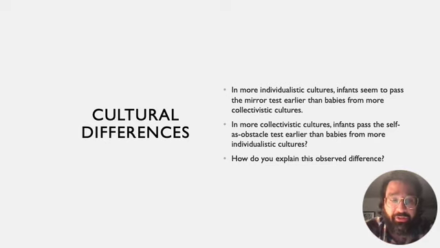We do note that there are some cultural differences in this emerging sense of self. In more individualistic cultures, like Western cultures, infants seem to pass the mirror test earlier than babies from more collectivistic cultures. By collectivistic cultures, we mean cultures that are less associated with individuality and more with the collective family or the collective society, like East Asian cultures and some African cultures. In these more collectivistic cultures, the infants seem to pass the self-as-obstacle test, I should say, earlier than babies from more individualistic cultures. The question would be, how would you explain this observed difference between individualistic and collectivistic cultures? That's a question to ponder as you're reading.